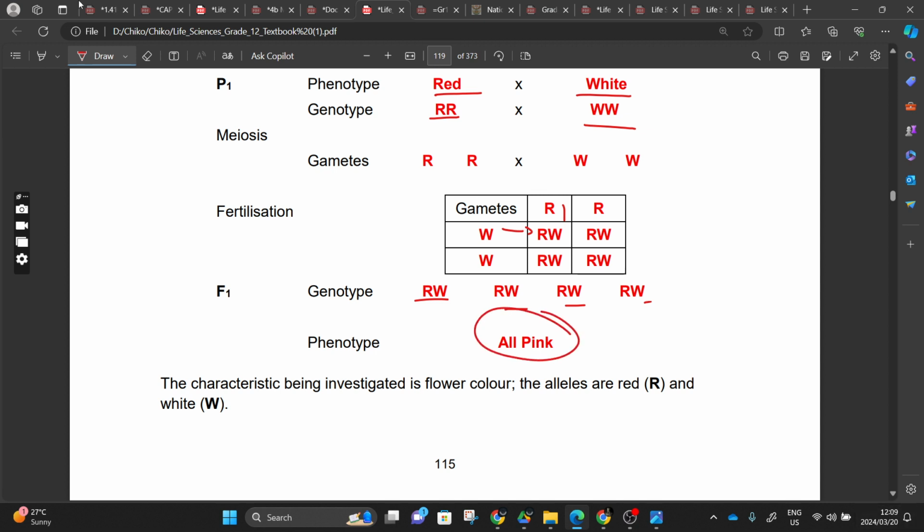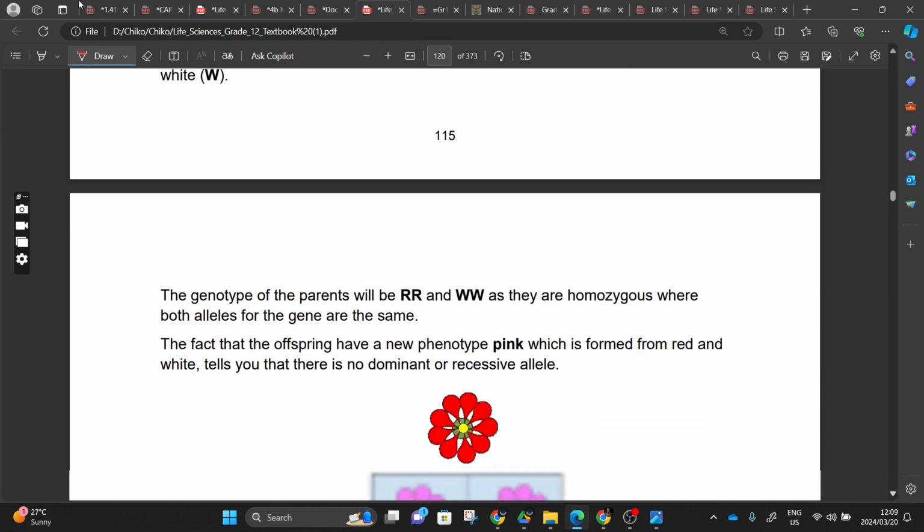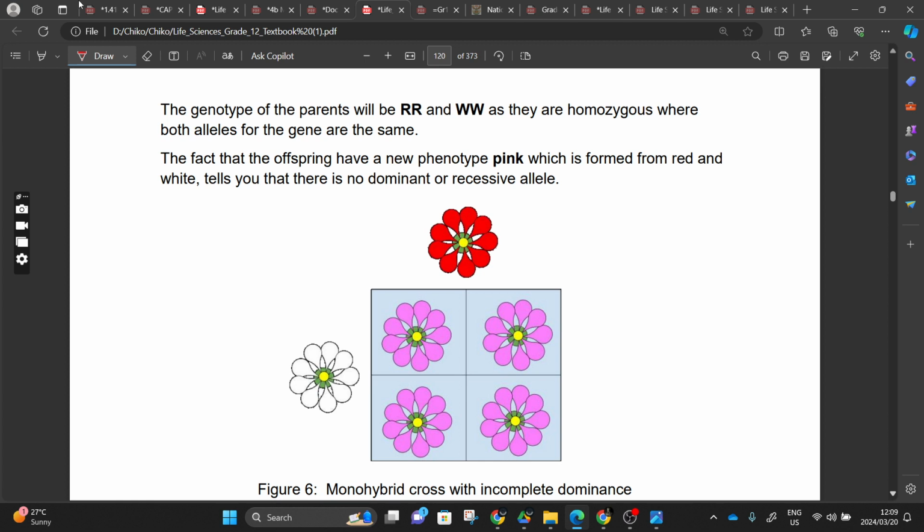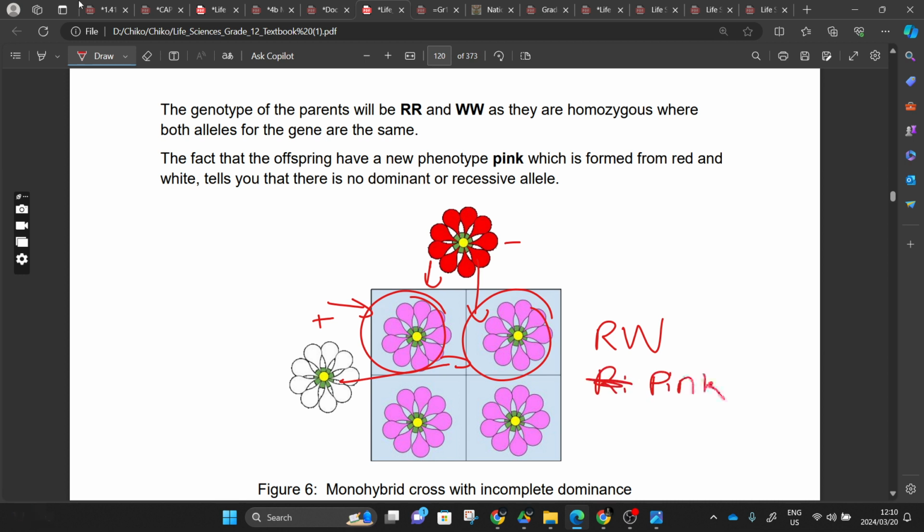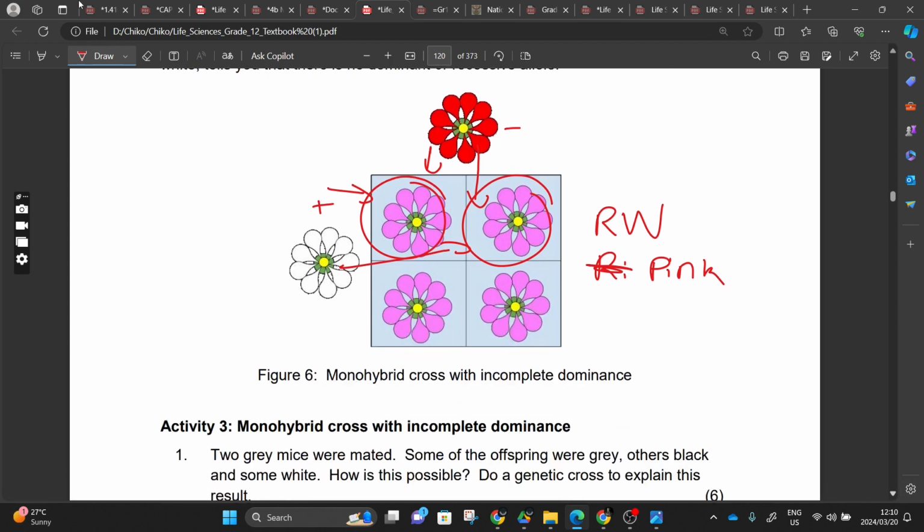Then all of them are pink phenotype. And here's another example. Look at the flower. We have a red flower, and then we have a white flower, and this one will cross with this one, and then we'll have a pink. And this gamete will also cross with this, and then we'll have pink. And the new genotype is RW, and the new phenotype is color pink. You understand this one?